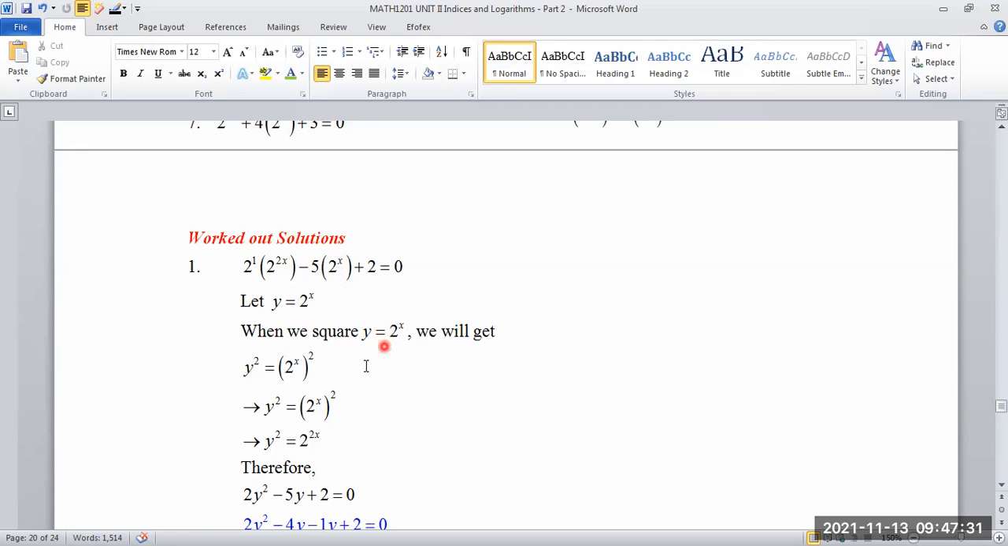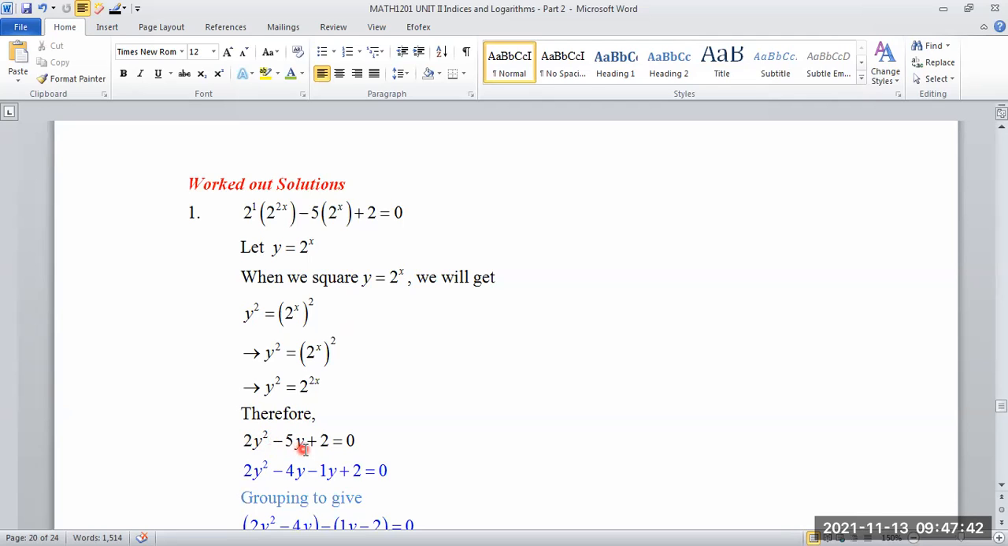And then we square y, we're going to end up with y equals 2 to the 2x. Then we're going to make the substitution: 2 times y squared minus 5 times y plus 2. 2y squared minus 5y plus 2. Then we factorize this. Multiply the coefficient of y squared by the constant. 2 times 2 is 4.